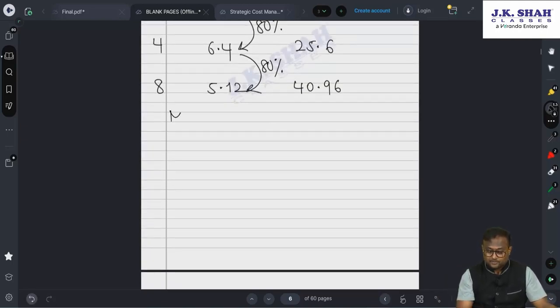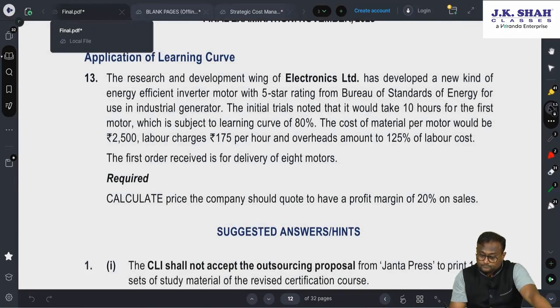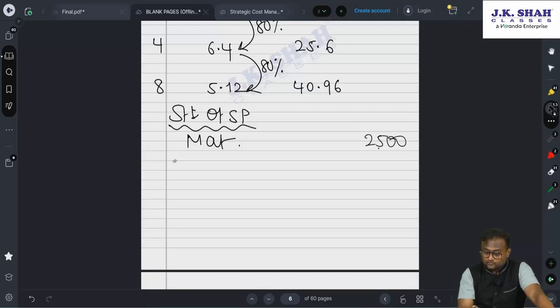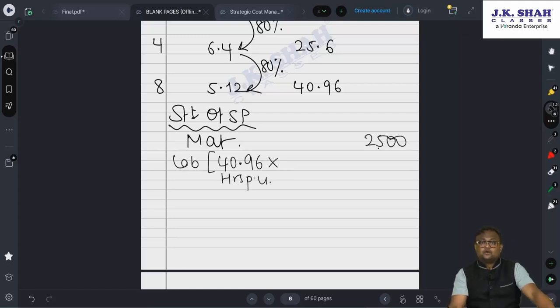So statement of cost if you want to prepare, or statement of selling price if you want to go for, it will start with material. How much is your material cost? 2500. Your labor cost is 40.96 hours are required. See, as per normal calculation, 10 hours per unit, that means 8 units ideally would have taken you 80 hours, like till CA Inter knowledge if you implement here. But you know the impact of learning curve, guys. If you implement the learning curve, your 8 units will be produced in just 40.96 hours.